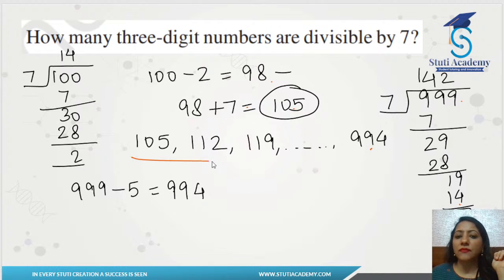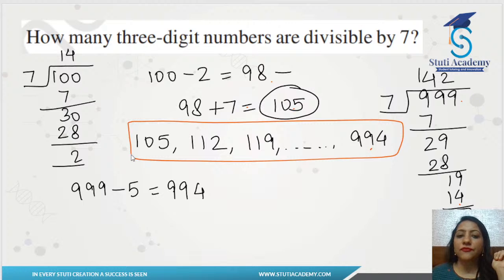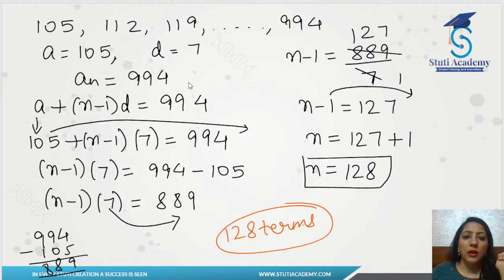Now like this we have got this AP which has the first term 105 and the common difference 7. Now we have taken the nth term as the last term as we are looking for the number of terms here. From here we have replaced a by 105, d by 7. We have simplified this and we have solved it. We've got n as 128. That means the 128th term here is 994. That means there are 128 terms in the given AP which are divisible by 7.